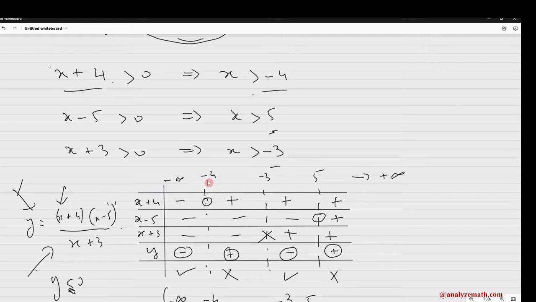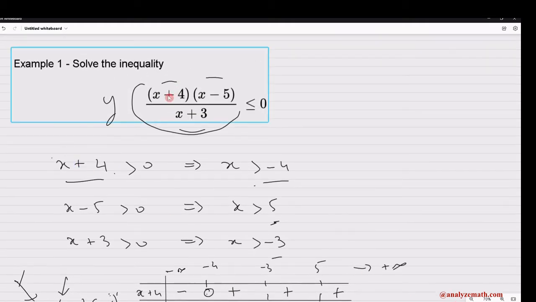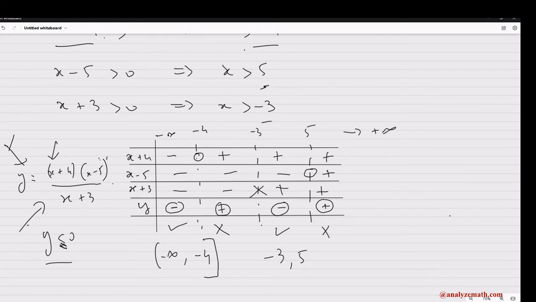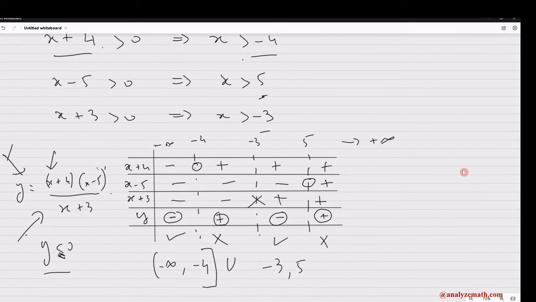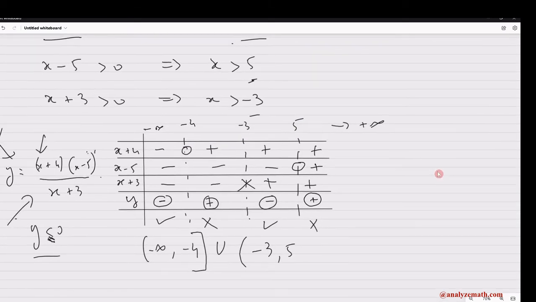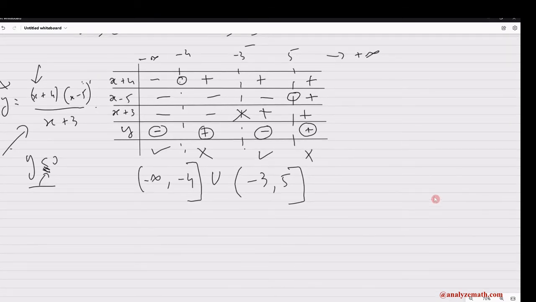Let's look at minus 4. Minus 4 is the 0 of x plus 4 that makes 0. So minus 4 is accepted. We close the interval. Union. Now minus 3. Minus 3 is the 0 of the denominator, not included in the solution because it makes the denominator 0. We don't like it. We don't accept it, sorry. Now 5. How about the 5? 5 makes 0 in the numerator. So we take it because we want the 0. We want it equal to 0. So we close it. This is the solution in interval form.